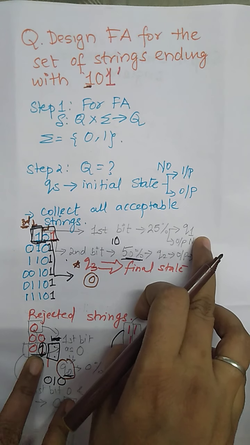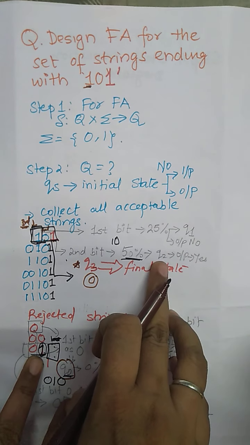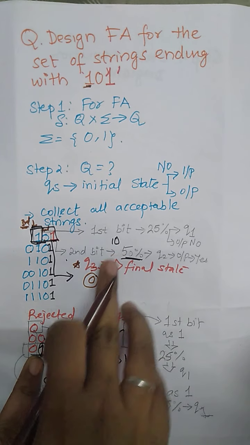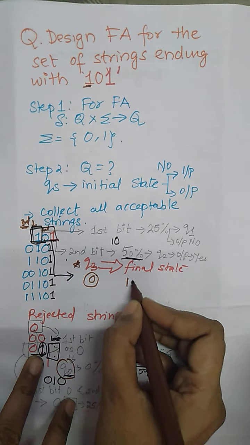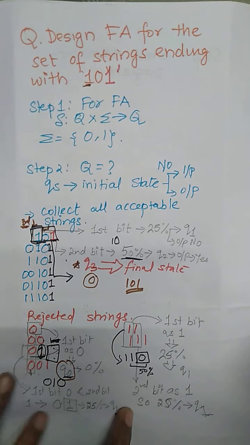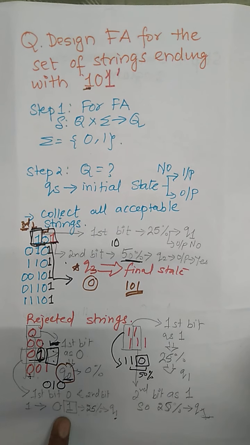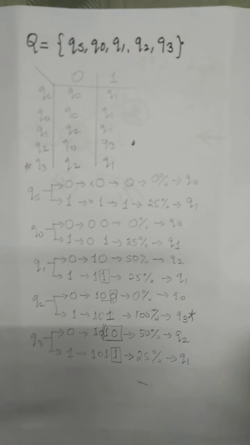Q1 containing 25%, that is 1. Q2 containing 50%, that is 10. Q3 containing all the required string, that is 101. Q0 containing nothing. That is the time to design the table.